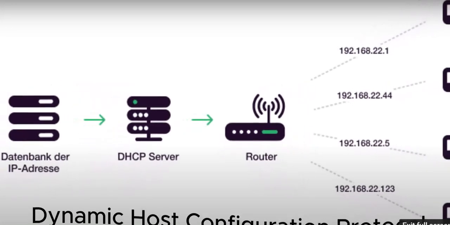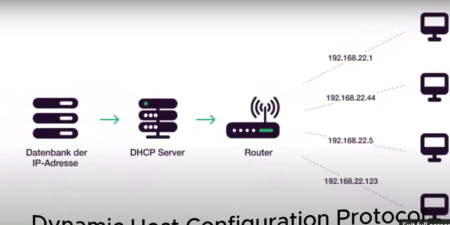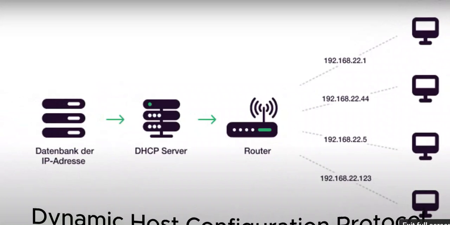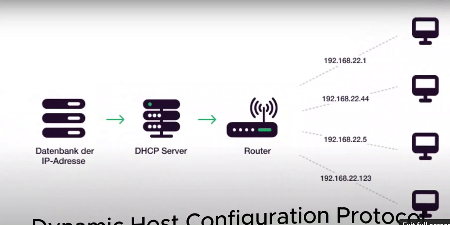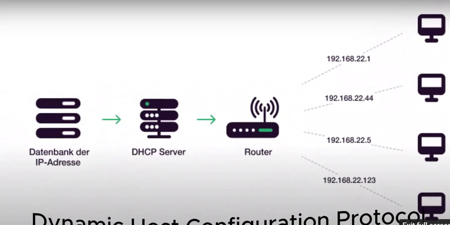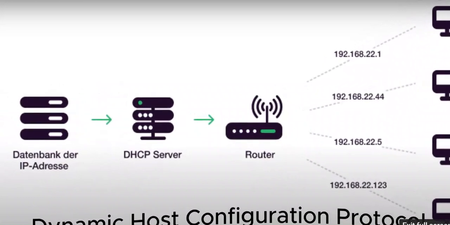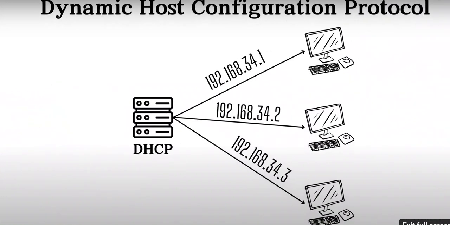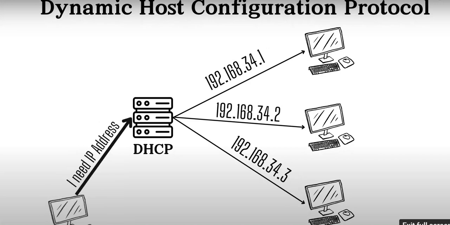The next protocol is DHCP. Dynamic Host Configuration Protocol, or DHCP, is a protocol that dynamically assigns IP addresses. This means that instead of having a fixed IP address all the time, your device gets a new IP address each time it connects to a network. DHCP is commonly used on local area networks or LANs where private IP addresses are used. When a device joins a LAN, it sends a request to the DHCP server asking for an IP address.